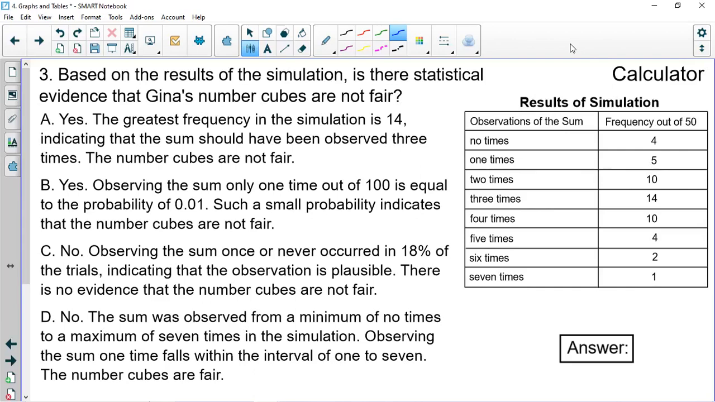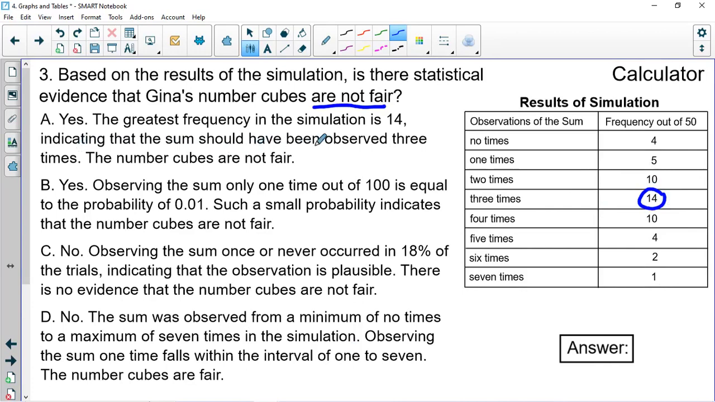So my initial guess is we probably don't have enough information here to say that the dice are unfair. But now that we've talked about the table a whole lot, let's take a look at the choices. So A says yes, meaning yes, they think they are not fair. The greatest frequency in the simulation is 14. So this is the 14 they're talking about, okay.